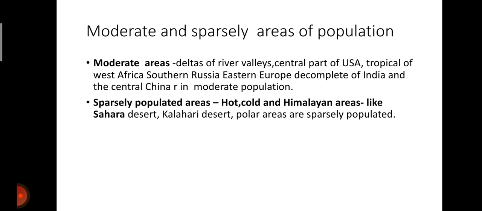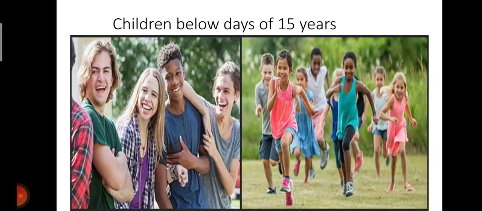Sparsely populated areas are hot and cold regions, like the Himalayan regions, the Sahara Desert, the Kalahari Desert of Africa, and the polar regions. They are sparsely populated, meaning the population is in low density.